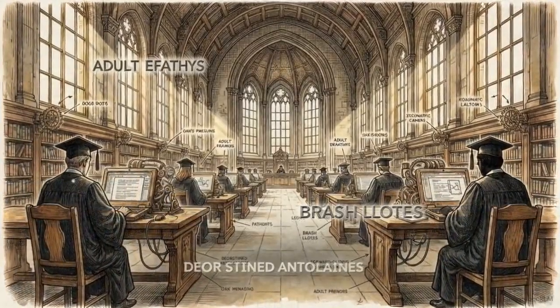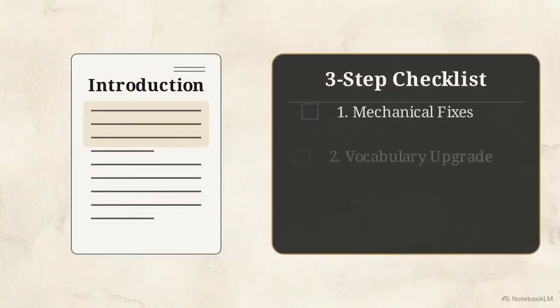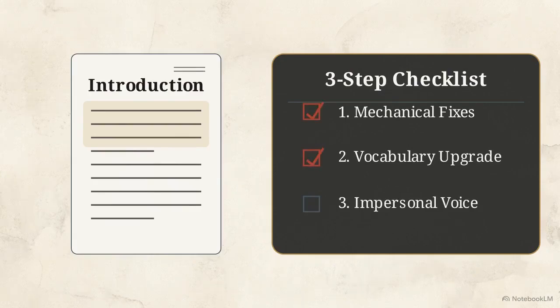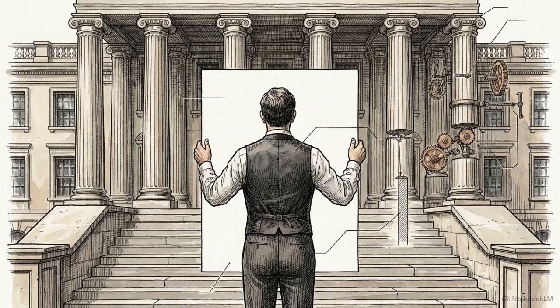Take a look at the introduction of your current assignment. Run it through this 3-step checklist, strip out the casual language, and submit your next paper with absolute authority.